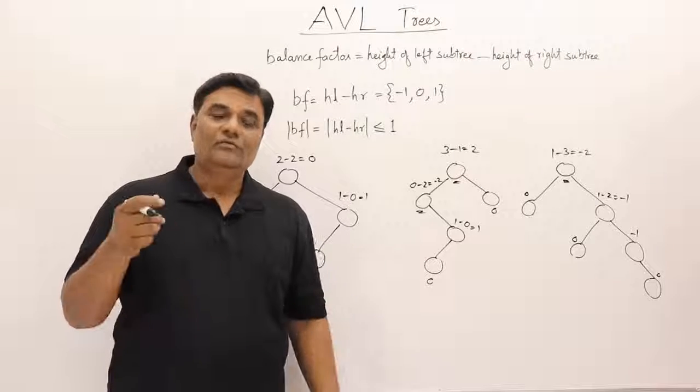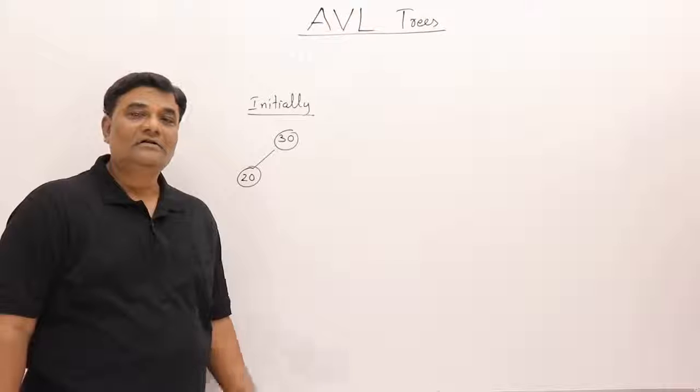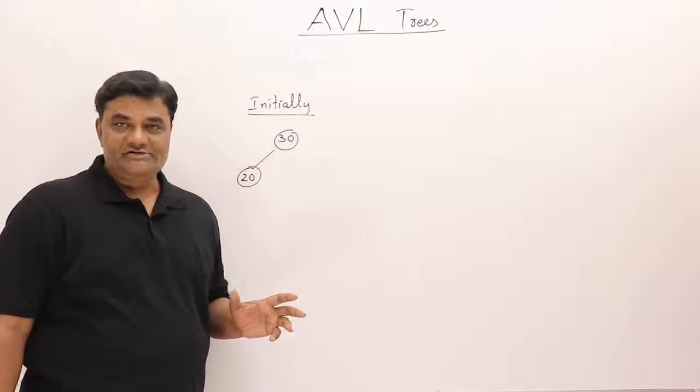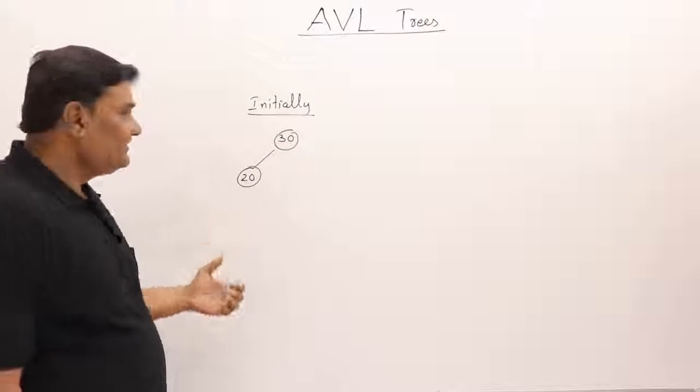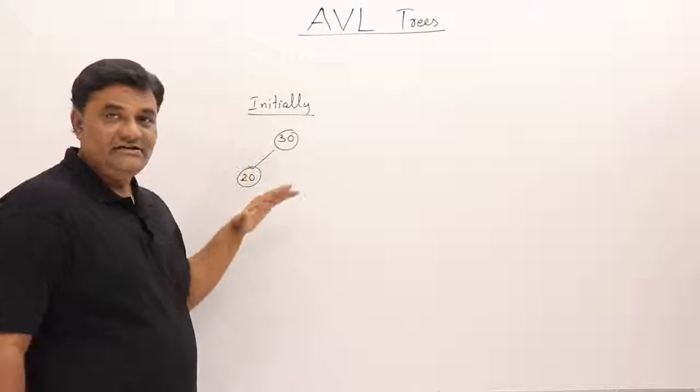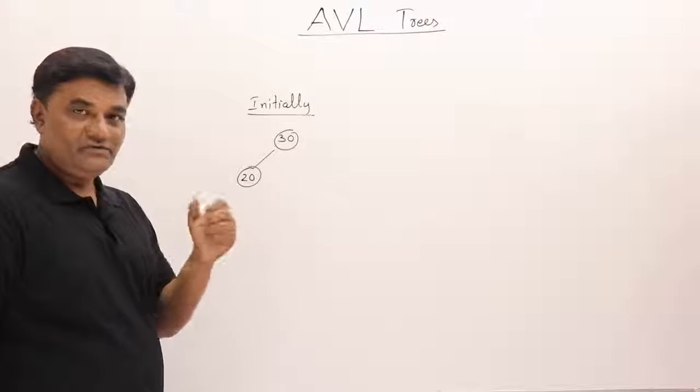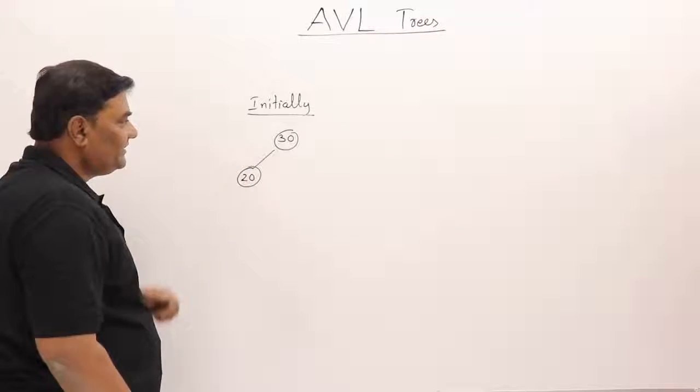So let us learn what the rotations are. Now we'll go for the first rotation. The name of the rotation I'll write afterwards. Let us look at this. I have a binary search tree, the initial binary search tree, with just two nodes, 30 and 20.